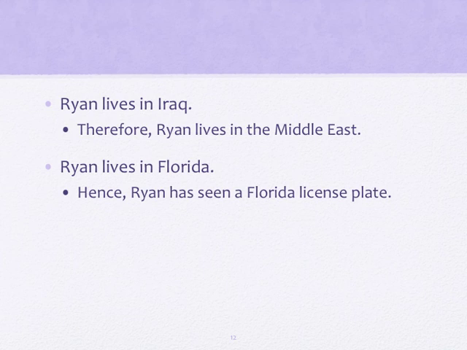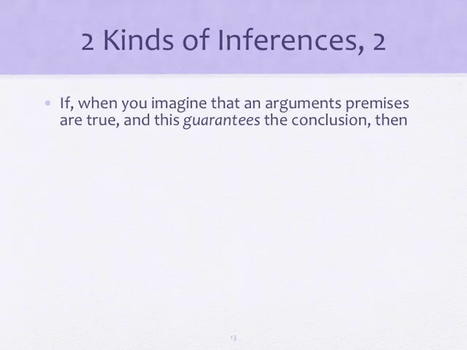The second argument gives us an inductive inference, right? Me living in Florida doesn't make it necessarily true, doesn't guarantee I've seen a Florida license plate, but it makes it likely, right? Maybe I live in Florida and I'm blind, or maybe I'm a newborn child in a hospital and I'm not old enough to have seen a Florida license plate. But the inference is still good because of the probability that is established. Okay, so that should say two kinds of inferences, two kinds of arguments up there.